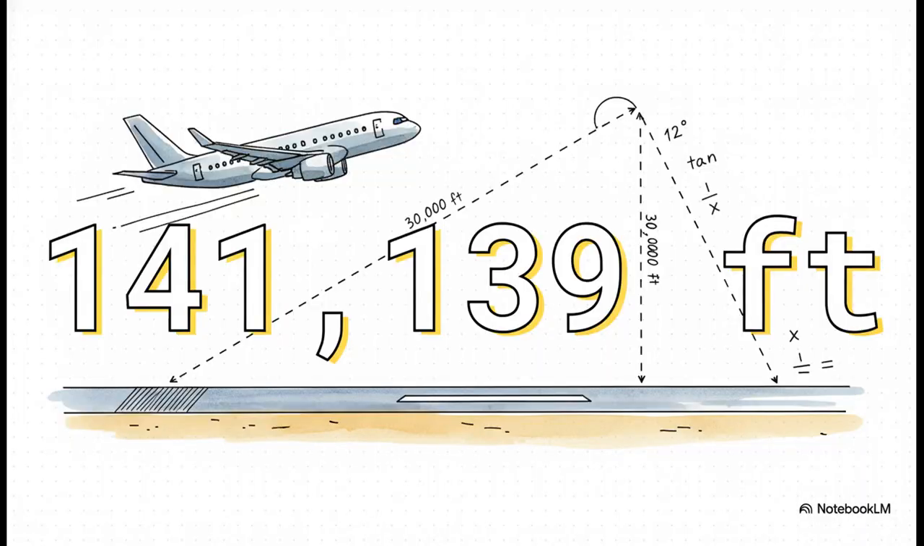So, we set up our equation. This time, x is in the denominator, so we do a little bit of algebraic shuffling. It becomes 30,000 divided by the tangent of 12 degrees. The result? That plane is over 141,000 feet away from the runway horizontally.